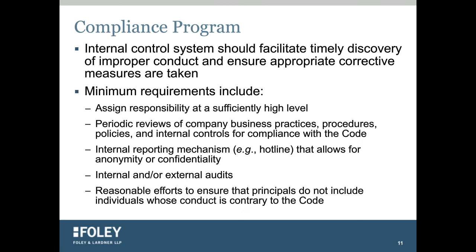The goal of the internal control system is to facilitate timely discovery of improper conduct and to ensure that appropriate measures are taken. We find that companies and employees want to do the right thing, and the internal control system gives them the tools and the encouragement to do so. The clause identifies the minimum requirements of an internal control system. For one, responsibility for the compliance program should be assigned to someone at a sufficiently high level of the company. This could involve appointing a compliance officer who has a direct line of communication with officers or managers.